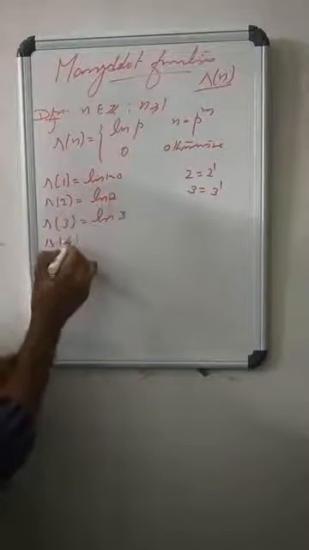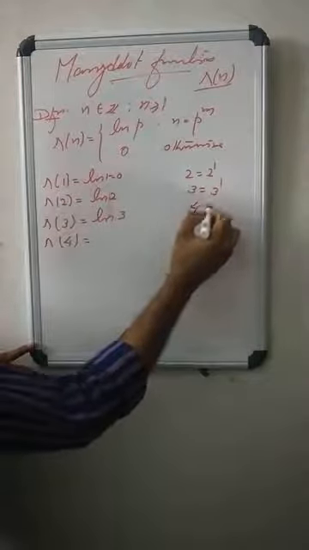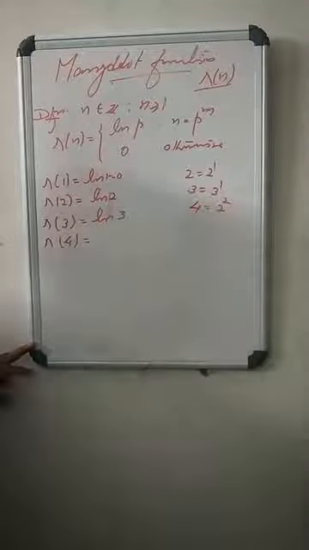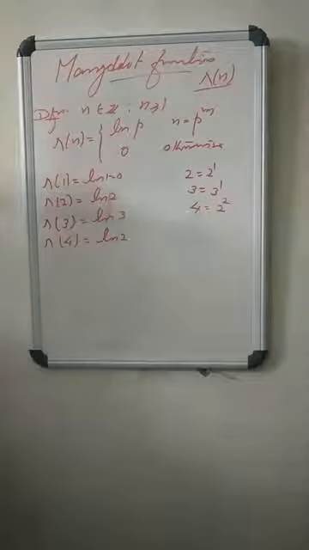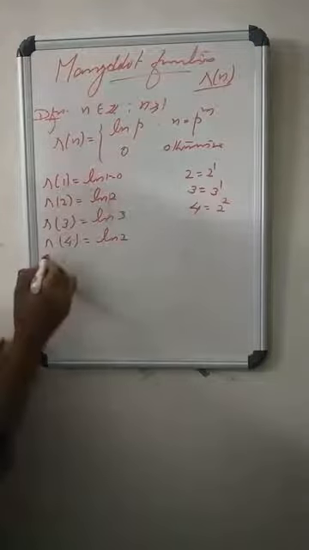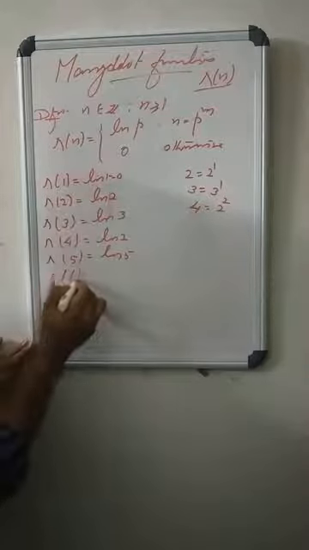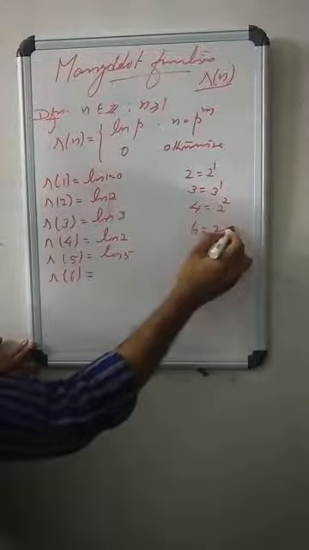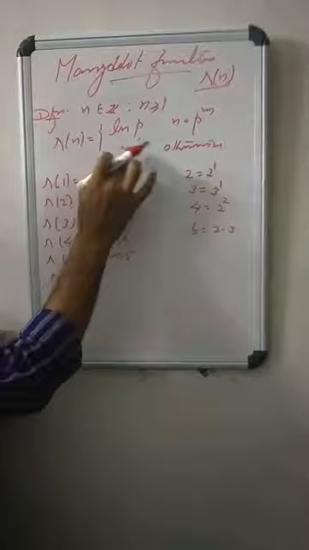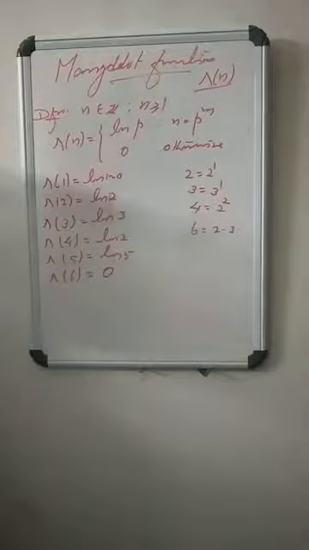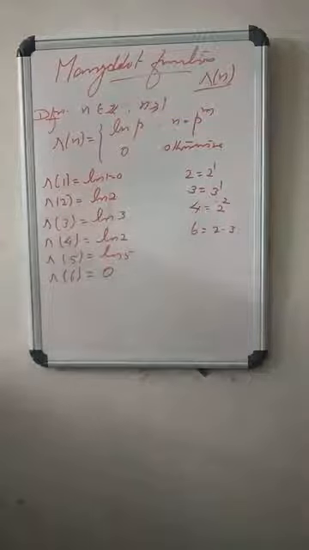What is lambda 4? For n equal to 4, it can be expressed as 2 squared, a power of a prime. So it is p power m, and lambda 4 is again log 2. What is lambda 5? Lambda 5 is log 5. What is lambda 6? Lambda 6 means 2 into 3, which cannot be expressed as the power of a prime. So it is the other form, so lambda of 6 equals 0.